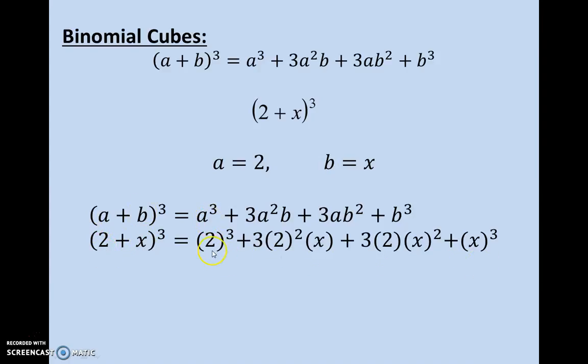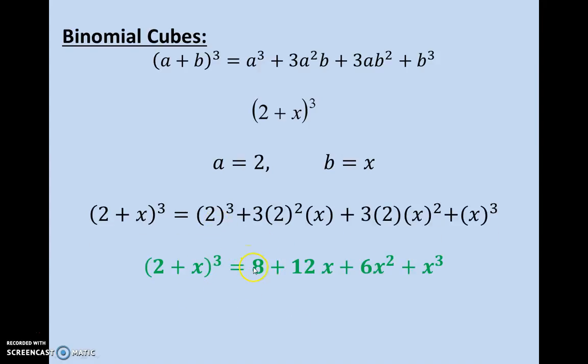Let's see how it works through the pattern. So we've got the a term cubed, which is 2 cubed, 3 times the a squared times the b, 3 times the a term times the b term squared, and then we have the b term cubed. And again, all I'm doing is replacing the a's and b's with the 2 and the x, and then I'm going to work out the product by simplifying. So we've got 2 cubed is 8, 3 times 2 squared x is going to be 12x, 3 times 2 times x squared is going to be 6x squared, and of course x cubed is x cubed. So this is our product.